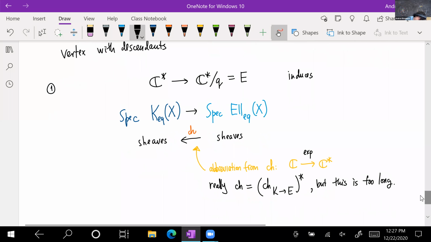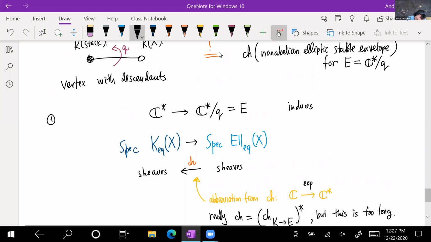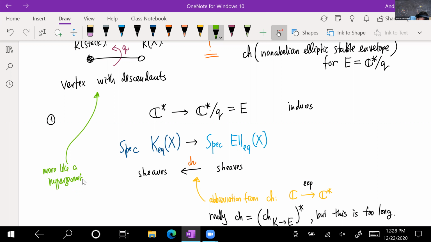And then the second thing about this: well, this can't be really right, because this is more like a hypergeometric function. It looks nothing like an elliptic function, really. I mean, if you think about it, it's a hypergeometric function. How can a hypergeometric function be an elliptic function?